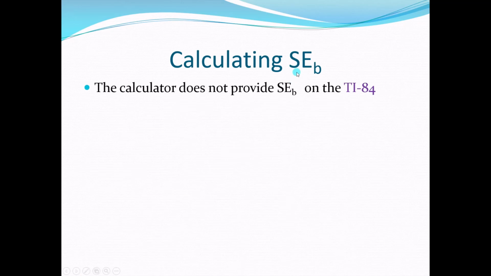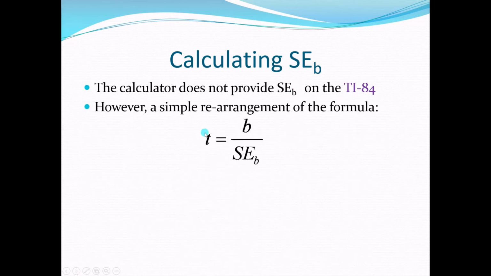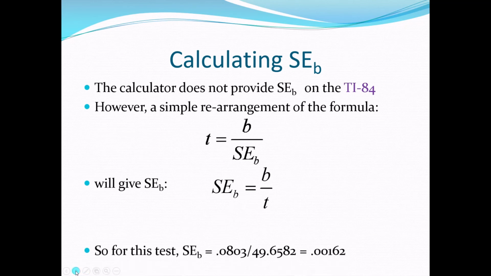So, calculating the standard error of b. It comes up in the Nspire, but it does not come up on the TI-84. So what we can do is rearrange this formula. We can multiply each side by the standard error of b and then divide each side by t. So you get a different version of that formula. You will get b and you will get t, and if you make a ratio out of it, you can get the standard error of b. Really simple, but you've got to remember it.